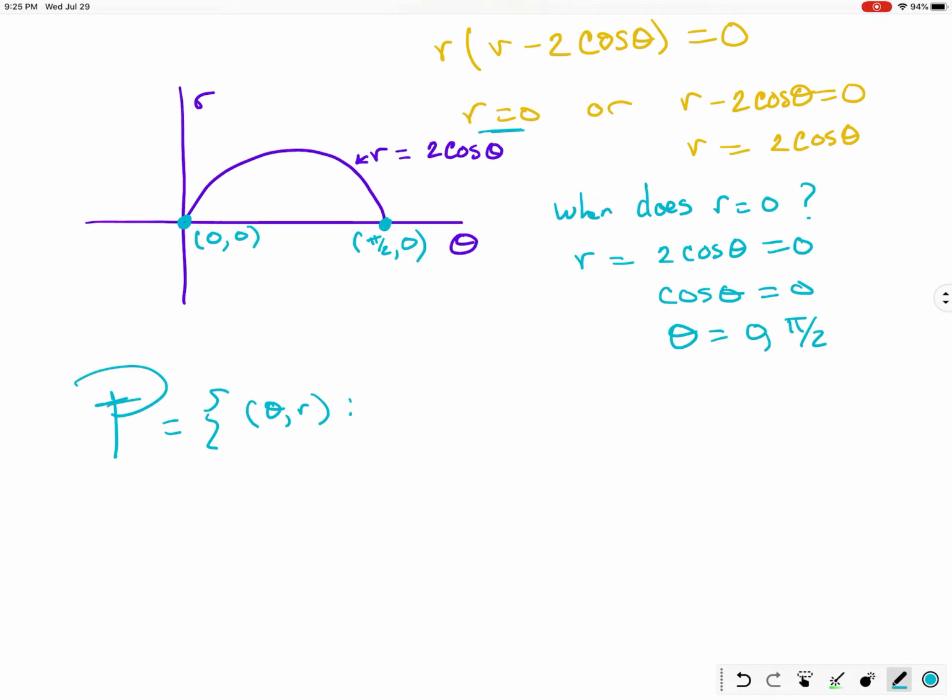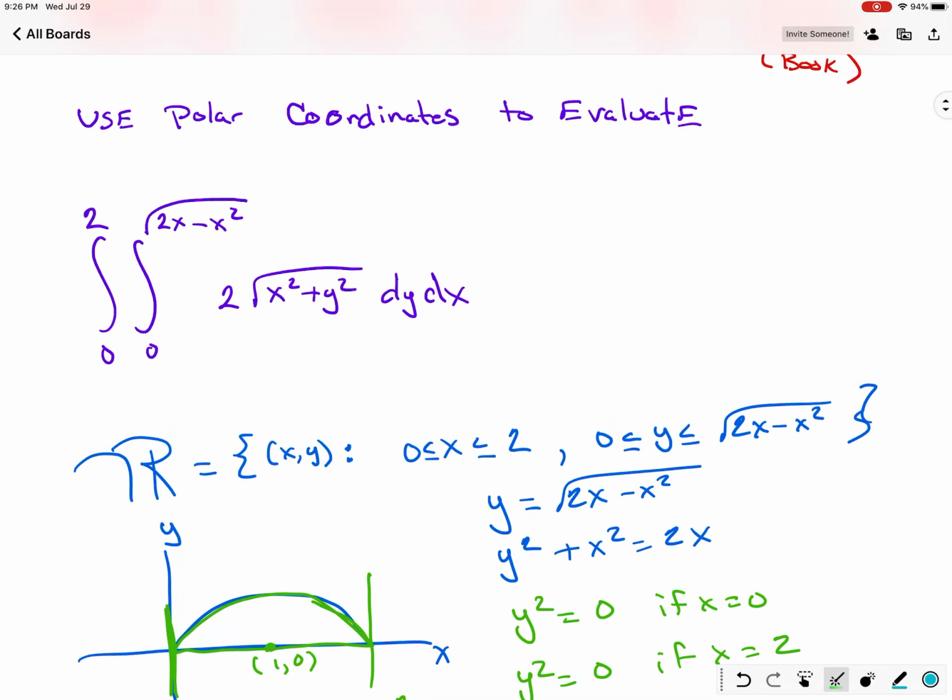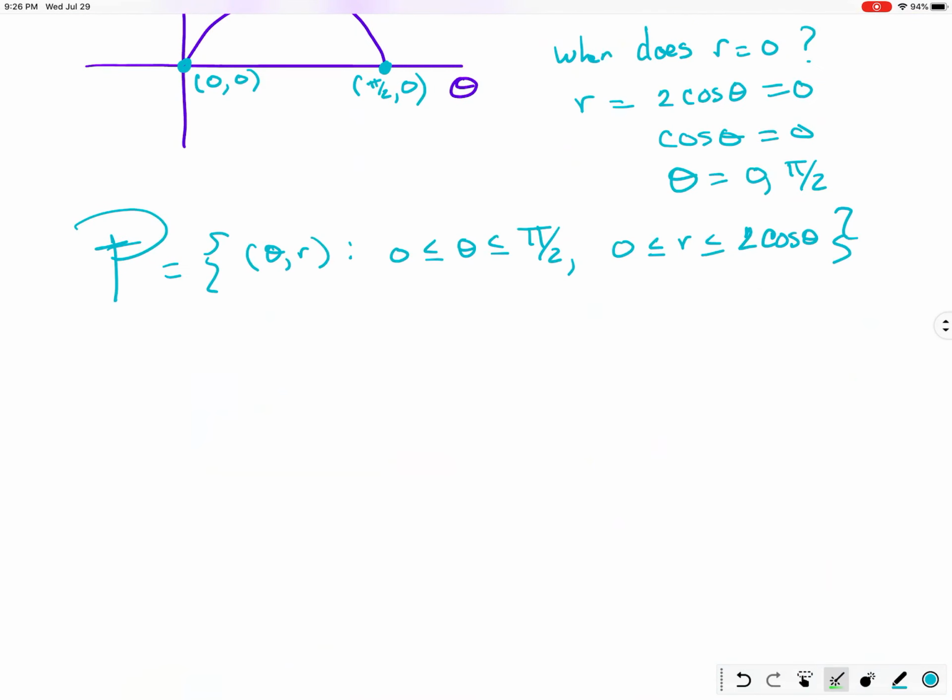Such that theta is between 0 and pi over 2, and r is in between 0 and 2 times cosine of theta. So we're all set. The only thing left that we have to do is convert this part of the equation.